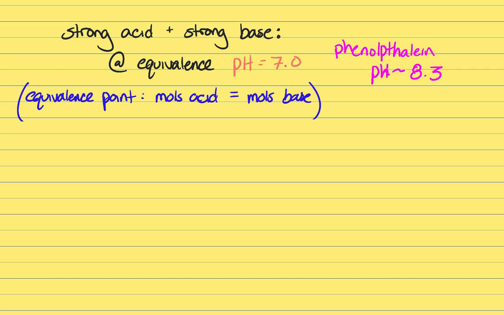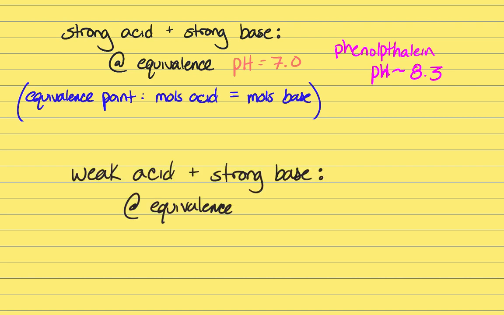So it doesn't change color right at 7, but it changes color close enough for our analysis. Now in a weak acid strong base titration, which is what we're doing in lab this week, pH at equivalence is going to be greater than 7. And the reason for that is because a weak acid makes a conjugate base of significant strength, right? The conjugate bases of weak acids have non-negligible strength. And so you're going to end up with a basic solution because you're making that conjugate base.